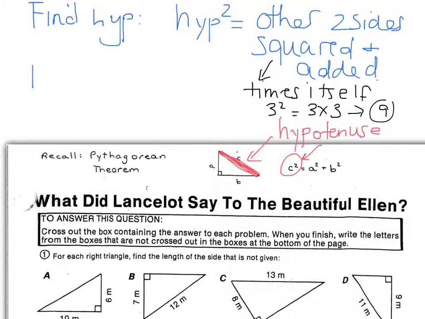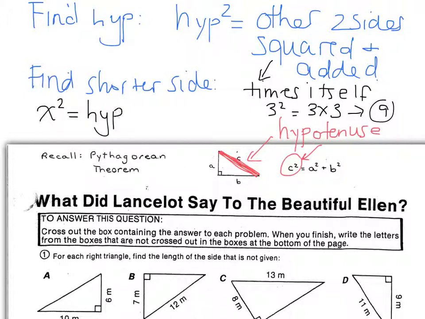If you're finding a smaller side, a shorter side, then you're going to need to subtract. The side that you're trying to find squared would be equal to the hypotenuse squared minus the other one squared. That's the equivalent of your a squared equals c squared minus b squared that you looked at in grade 9. So just remember, if you're finding the hypotenuse, you're going to square them and add them, but if you're finding a shorter side, then it's going to be hypotenuse squared minus the other side squared.